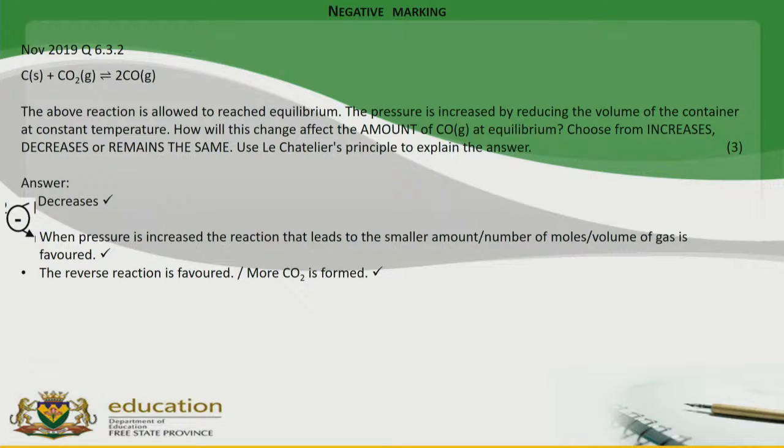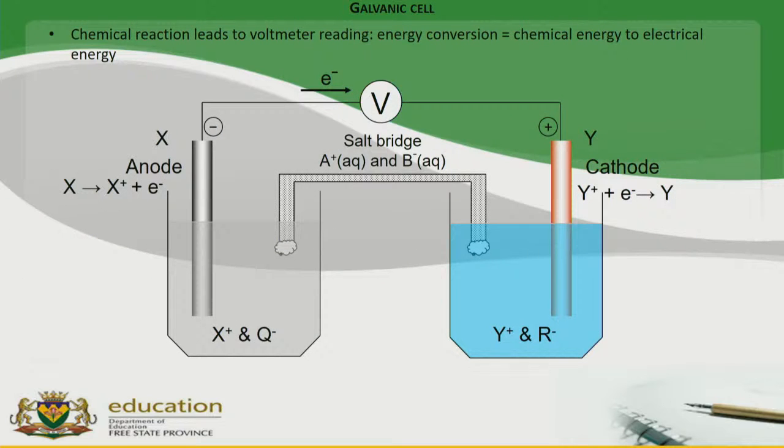Now, let us go to the next topic, which is electrochemistry. Now, I want us to talk about electrochemistry, talking about both galvanic and electrolytic cells. Now, what you need to know there is the energy changes.